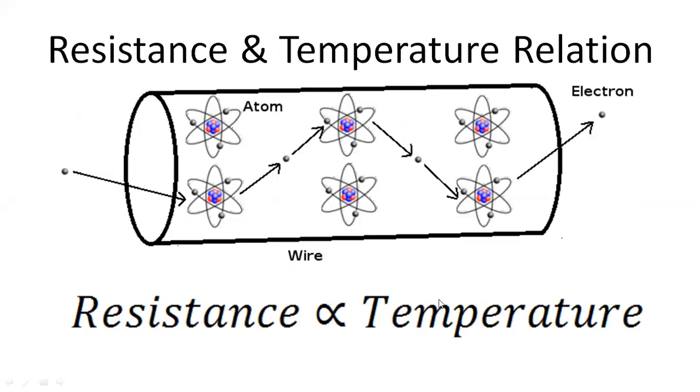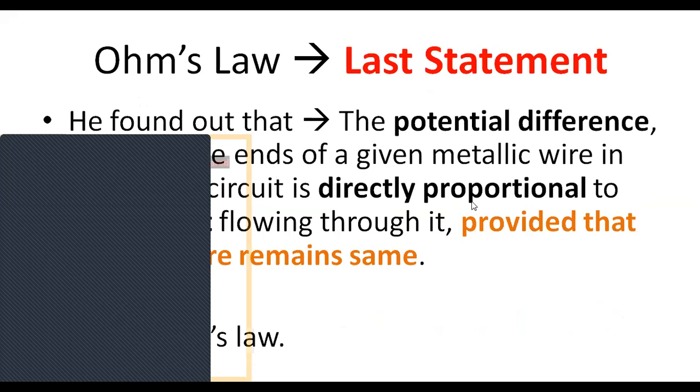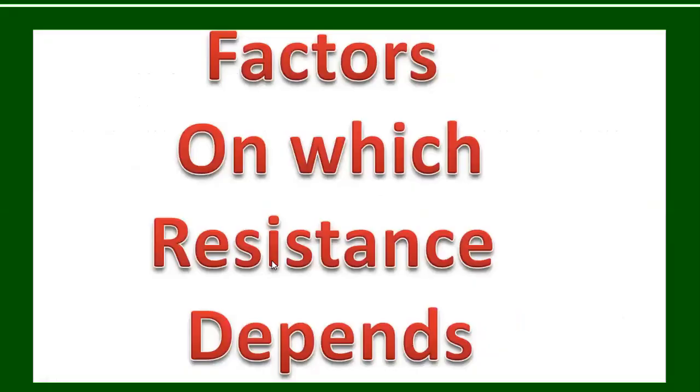Let us follow this path again. If temperature changes, resistance will change, and then current will change. And if that happens, we cannot test our law. So what Ohm said is, please maintain the temperature while you are testing my law, because if your temperature changes, current will change and potential difference will also change. Give me a response in the chat box: have you understood why Ohm asked us to keep the temperature constant, and not to change it during testing of his law? Because temperature and resistance are dependent on each other. They are directly proportional.